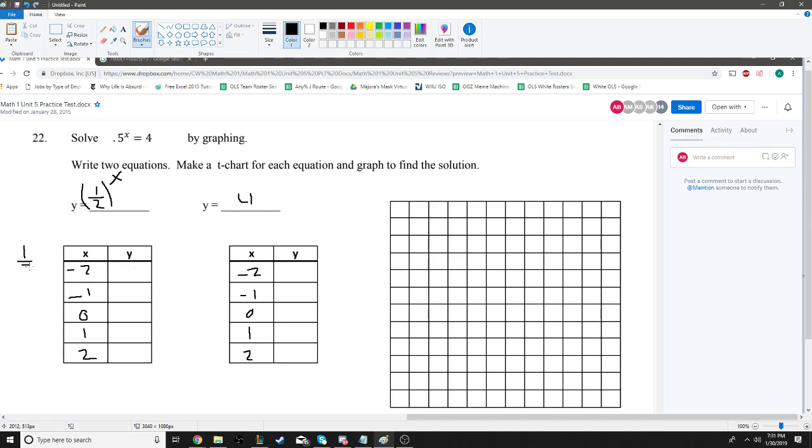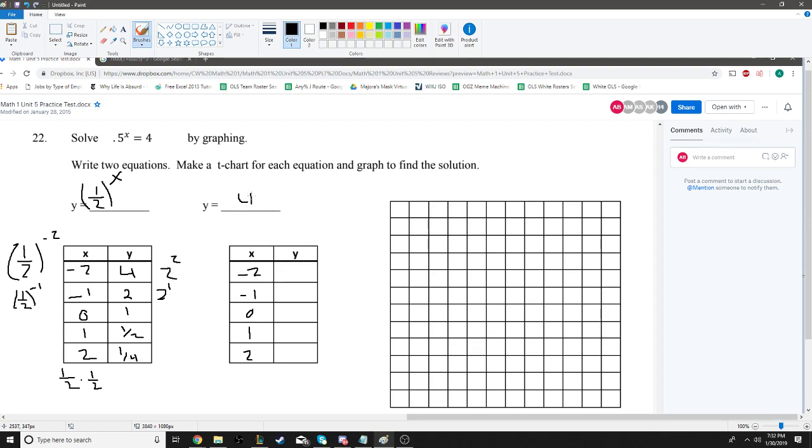So this is 1/2 to the -2 power. Since the exponent's negative, it turns from a fraction to a whole number. So this is actually 2 squared, which is 4. 1/2 to the -1 power. Again, you just flip it. That's 2 to the first power, which is 2. Anything to the 0 power is 1. Anything to the first power is itself. And 1/2 squared is 1/2 times 1/2, which comes out to 1/4.